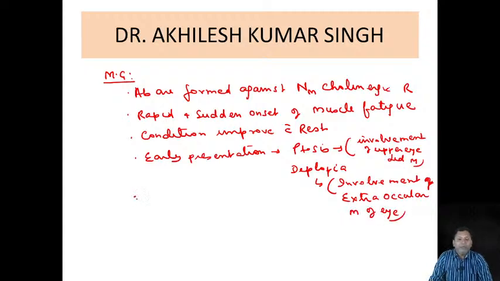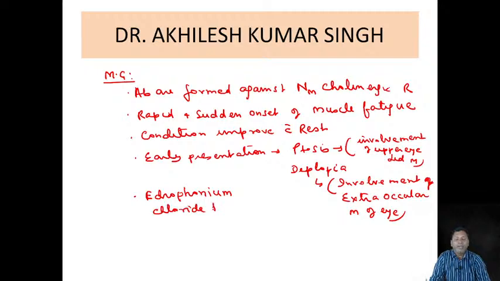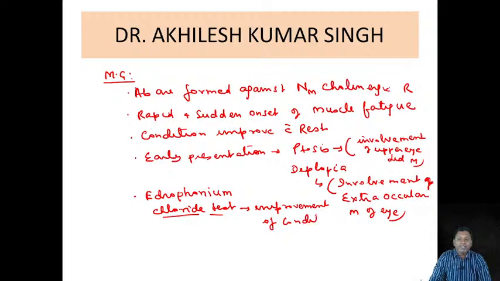Right, and the fourth thing you have to remember is the edrophonium chloride test. The edrophonium chloride test is done in myasthenia gravis. So if you give edrophonium chloride, what will happen here? The condition will improve. So in myasthenia gravis, there is improvement of the condition.